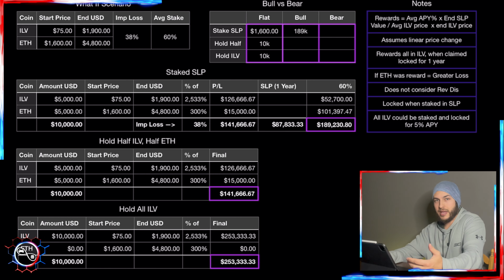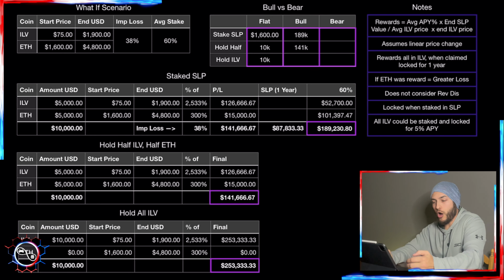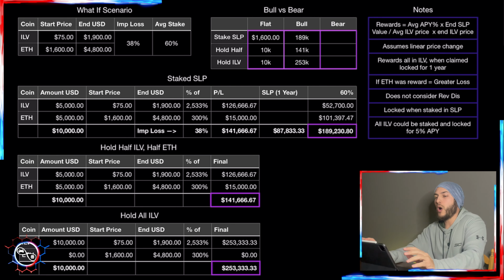So now if you just held half of that in ILV and half of that in ETH in your wallet for that year, you'd end up with the 141K. And then if you held all of that just in ILV, you'll actually end up with about 253K. So this right here is why you'll see some people probably in the comments here and in comments in other videos that will say going into the SLP pool is not a good move because they expect ILV to significantly outperform Ethereum. And in this particular situation, they would be correct.